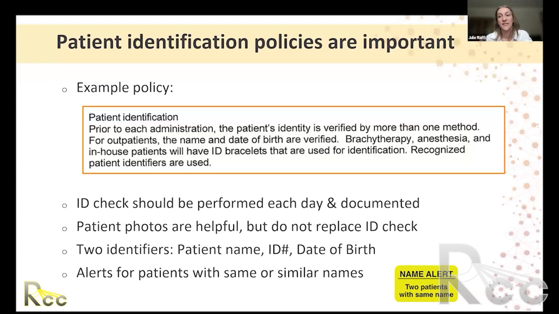It can be helpful to see the patient's photo when you go to gather the patient from the waiting area, bring them in, make sure they look similar to what you're expecting. It can help you identify them, but you still need to use 2 independent identifiers like the name, ID number, or date of birth. And then make sure, again, to have alerts for patients if you notice that they have similar names. It can help everyone to pay extra close attention for those patients.